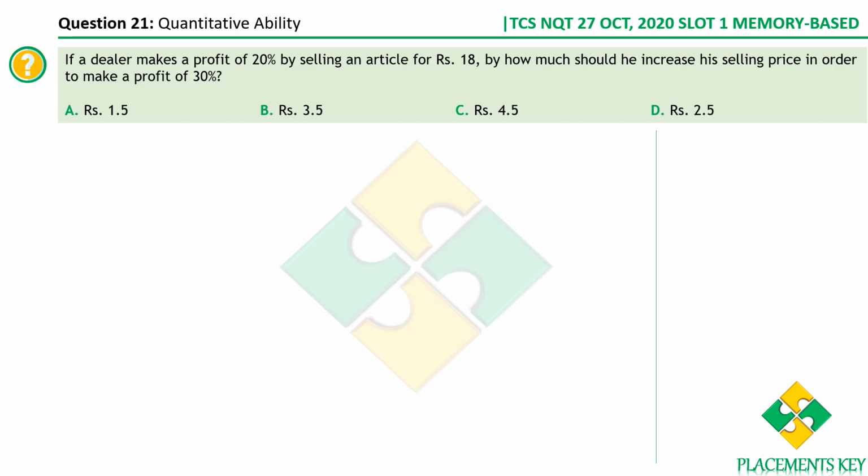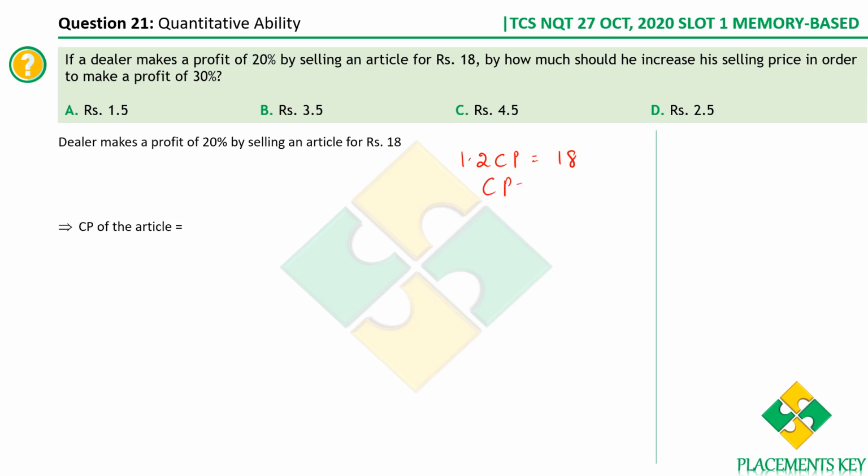Okay, if a dealer makes a profit of 20% by selling an article for rupees 18, now by how much percent should he increase his selling price in order to make a profit of 30%? Fine. So first he makes a profit of 20% by selling an article for rupees 18. Therefore what can we say? We can say that 1.2 into cost price is equal to rupees 18. Yeah, 120% of cost price is equal to selling price.